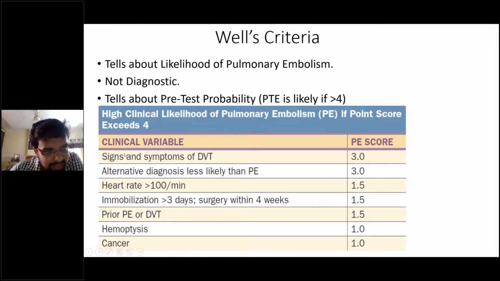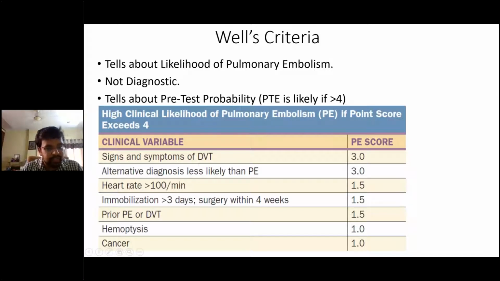So if the patient has signs and symptoms of DVT, as I have explained earlier, the most common risk factor for pulmonary embolism is DVT itself, so we'll give a score of 3. If alternative diagnosis is less likely than pulmonary embolism. So basically, as I told you, if there is no alternative diagnosis available, the breathlessness is unexplained. There is no alternative diagnosis. So this makes the patient more likely to have pulmonary embolism. So this is also given a score of 3.